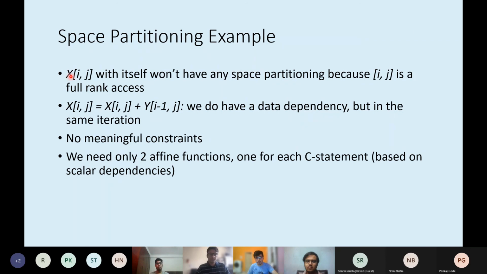That's the case with x[i][j] when we are checking the dependency with itself. Then the other dependency, where one x[i][j] access was a write and the other one was a read: we do have a data dependency between this access and this static access, but it's in the same iteration. So it's a scalar dependency. That's why, for discussion purposes, we'll have one affine function for each C statement. What I mean by C statement is this whole statement x[i][j] = x[i][j] + y[i-1][j], and similarly the second statement. So I'll have an affine function capital C1, small c1 for this statement, and the second function capital C2, small c2 for the second statement.